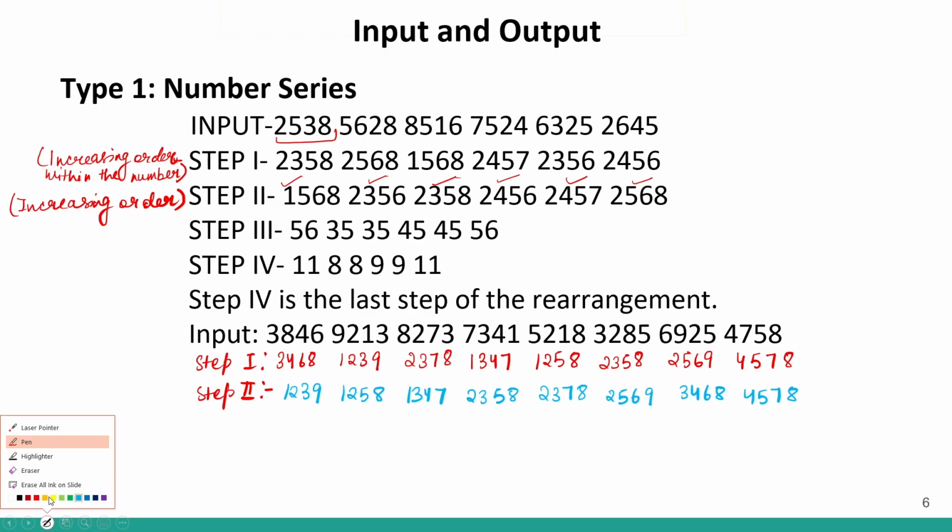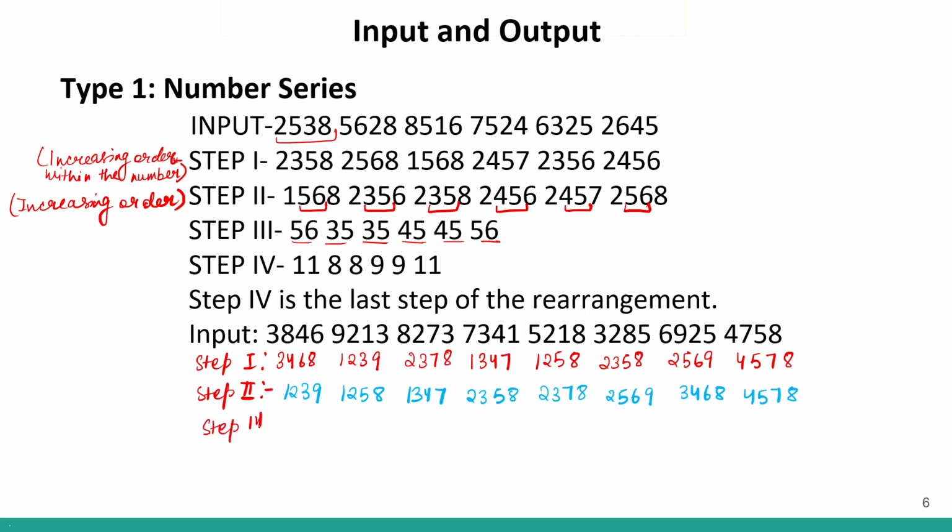Moving on to step number 3. In step number 3, I see 56, 35, 35, 45, 45 and 56. So when I look at these numbers, when I look at step 2, okay, I can see 56 is over here, 35 is over here, 35 is over here, this is 45, this is 45 and this is 56. So basically we have written only the middle two terms. So we have eliminated the first and the last terms. Correct?